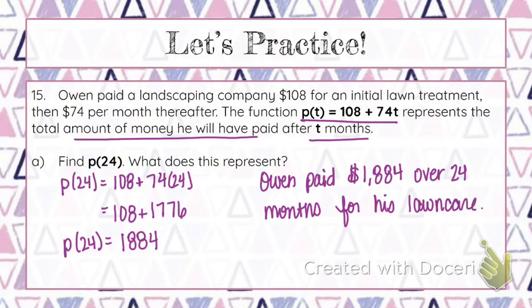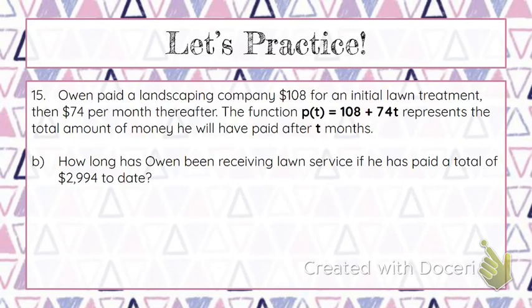Okay, so it's just as important to be able to interpret your answers as it is to be able to interpret the problem. So part B of number 15 asks us, how long has Owen been receiving lawn care service if he has paid a total of $2,994 to date? So this says how long. That means we need to find the time that he's been going. It gives us the total price. We need to find time. So that means that P of T is going to equal 2,994. And we're going to solve for T.